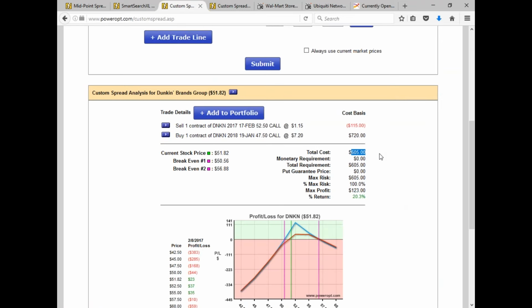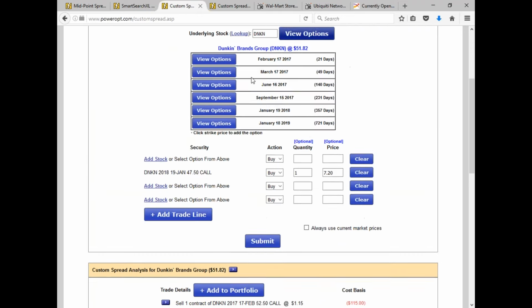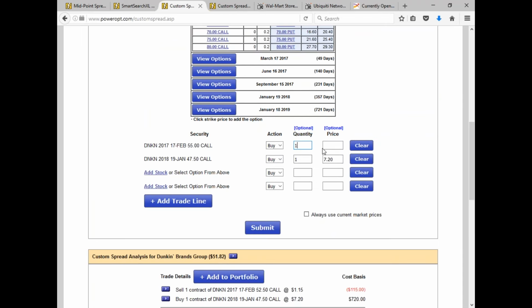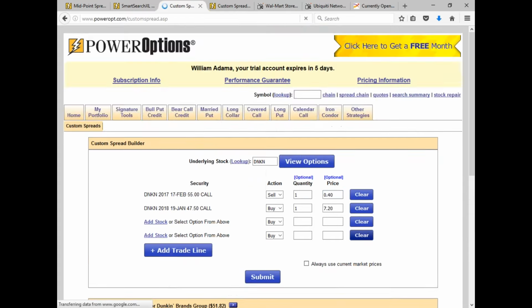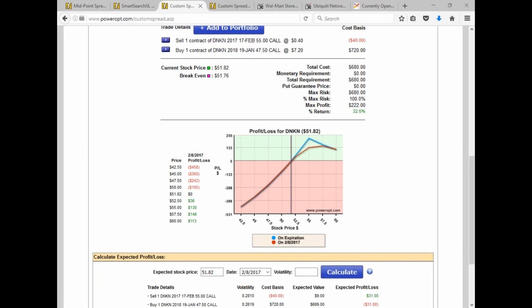But see, I just contradict myself. I would not do this because the debit's 605. It's not worth it. To me, it's not worth it. That's why you get the double break-evens. I want the debit to be less than the difference in strike prices. So I'm going to go back. Even though it's so far out of the money, we'll talk about that in just a moment, folks. So we're going to sell this at 40 at the midpoint.